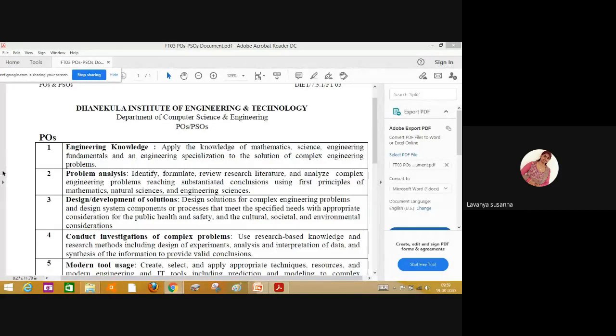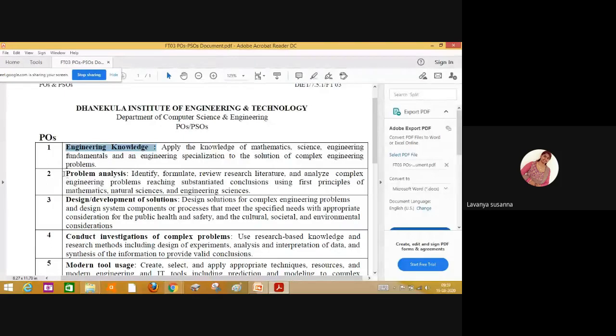This CO1 is mapped to the PO. PO means program outcome, the Computer Science Department POs. I have mapped this to the first PO because basic knowledge is required. Basic knowledge of object orientation is required to solve complex problems. That's why I have mapped it to PO1.